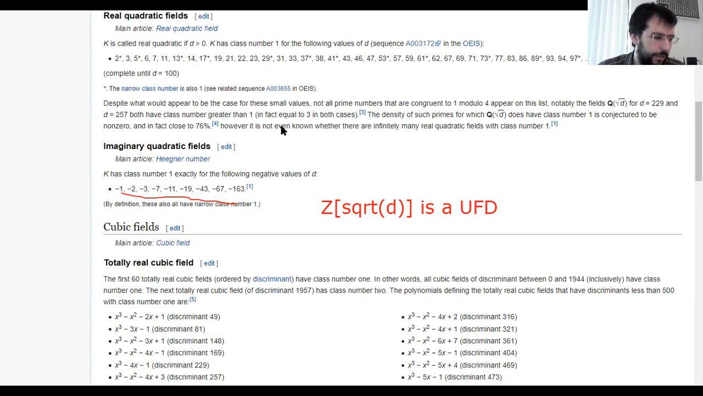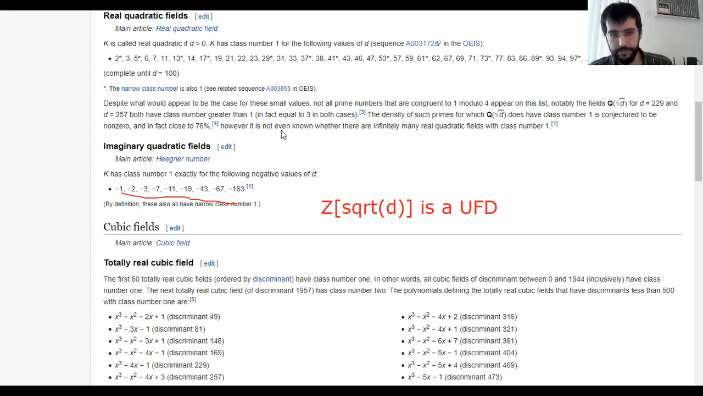We think it is. We think the list goes on forever, but nobody has a clue. If you solved this, I think you would become really famous. They think it's 76%, and we don't even know if it's infinitely many.